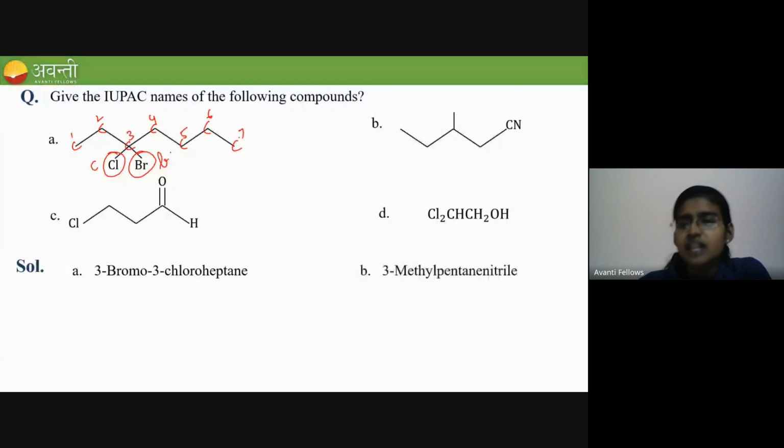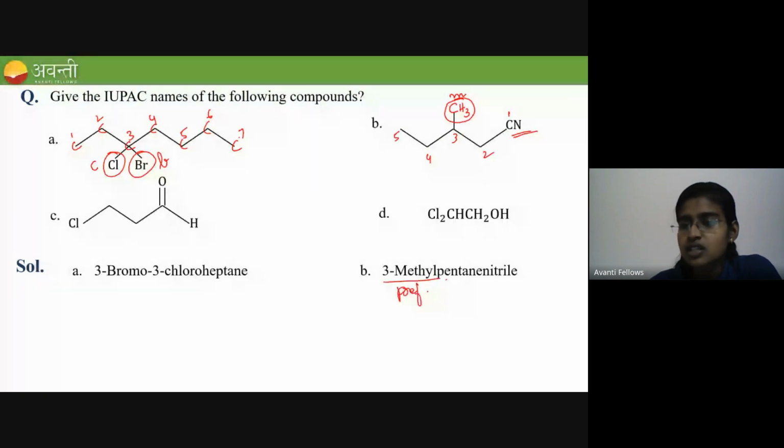So let's check. The name of the second compound is 3-methylpentanenitrile. How have they numbered, from left to right or right to left? Right to left, because cyanide is the functional group and it has to be given the first priority. So 1, 2, 3, 4, 5. To the third carbon, we have one methyl group, which is a substituent. So this is the prefix, 3-methyl.